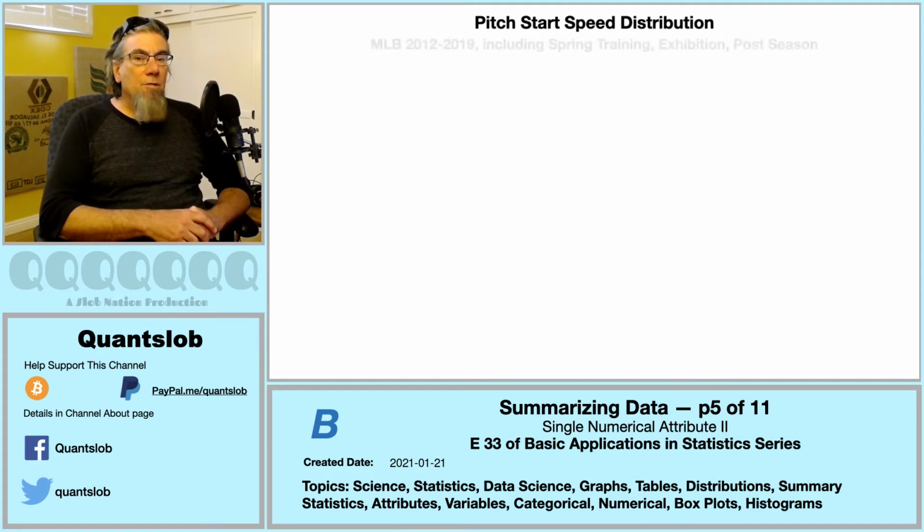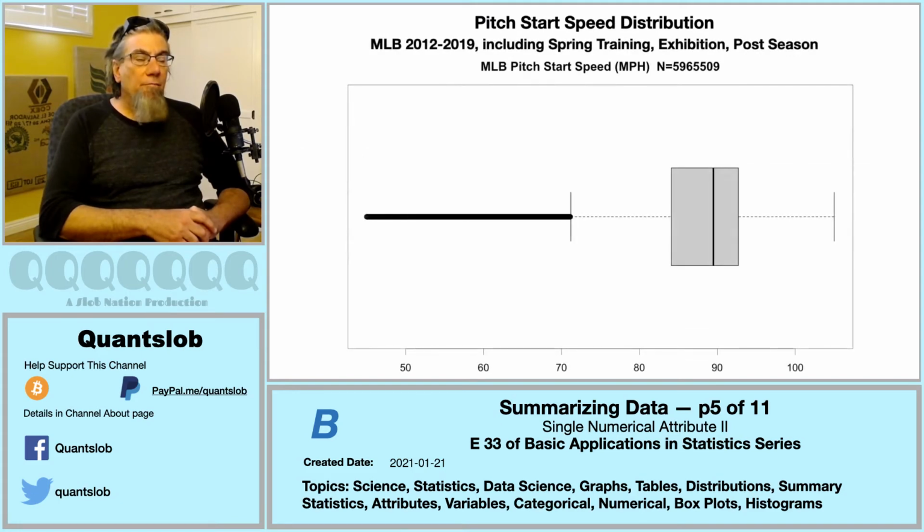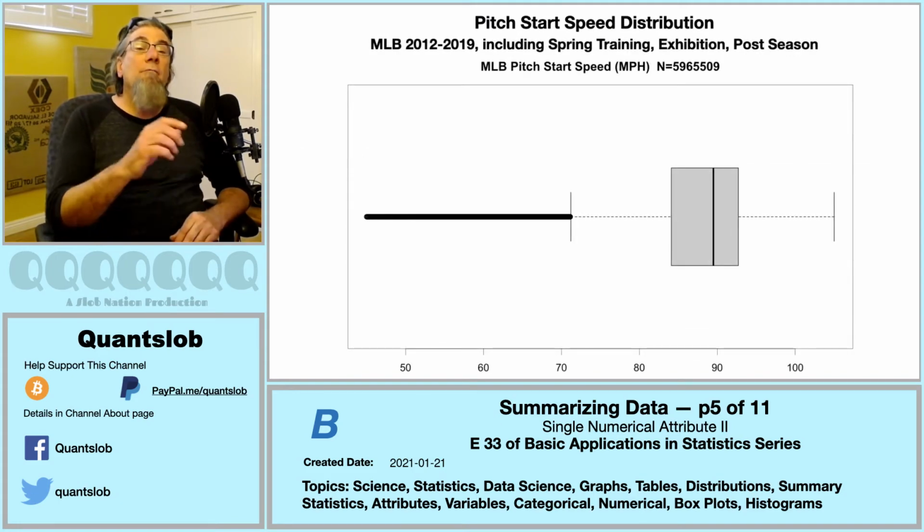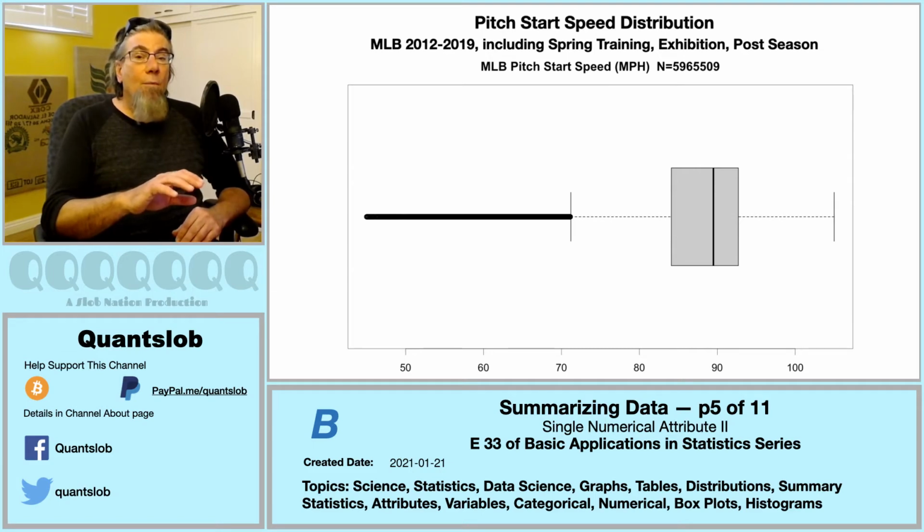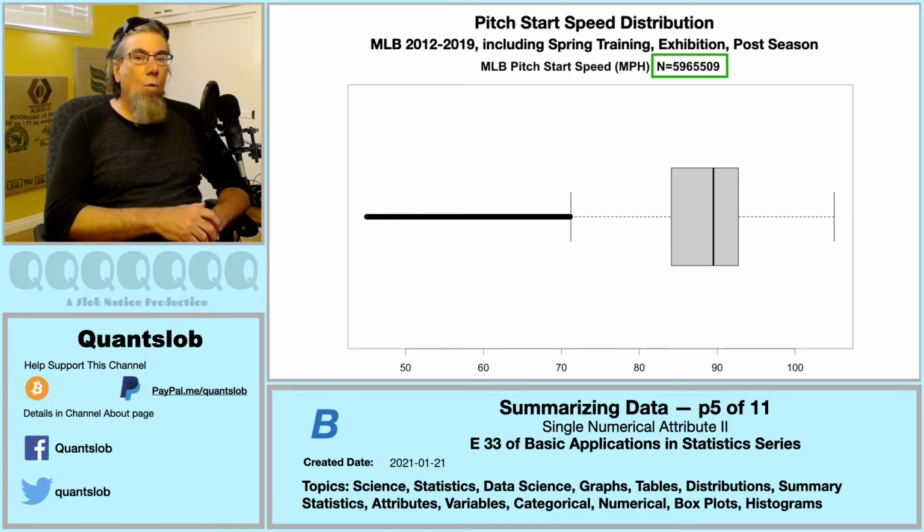Start speed in miles per hour of Major League Baseball pitches from our earlier data set. Very first thing I want to point out here is that when we look at a categorical attribute, we can treat unrecorded or missing values as a category. But with a numerical attribute, we can't do this. So instead, we simply remove pitches from our data where the start speed was not recorded.